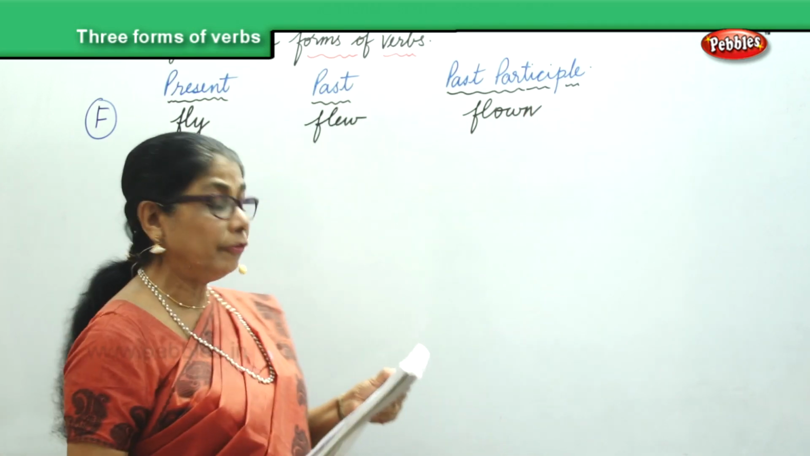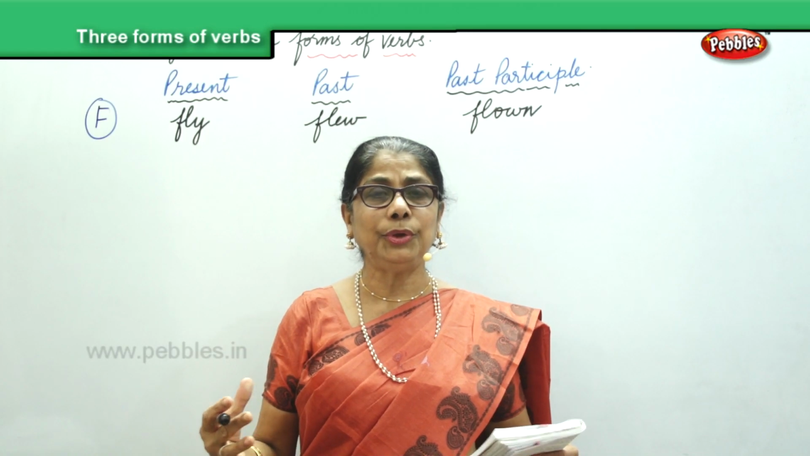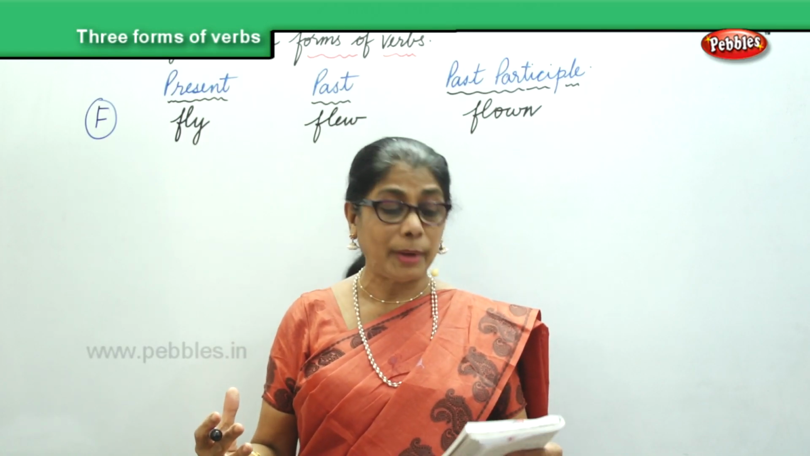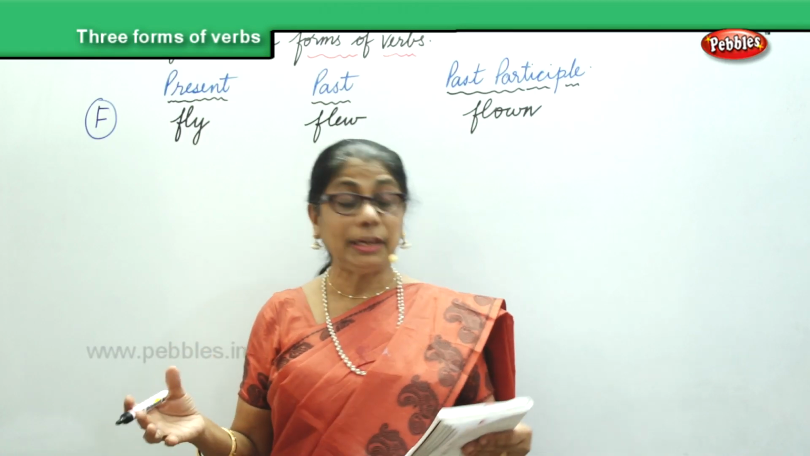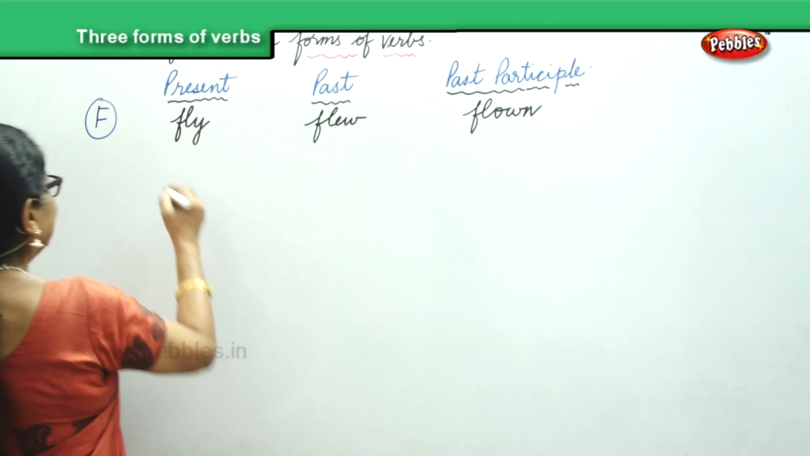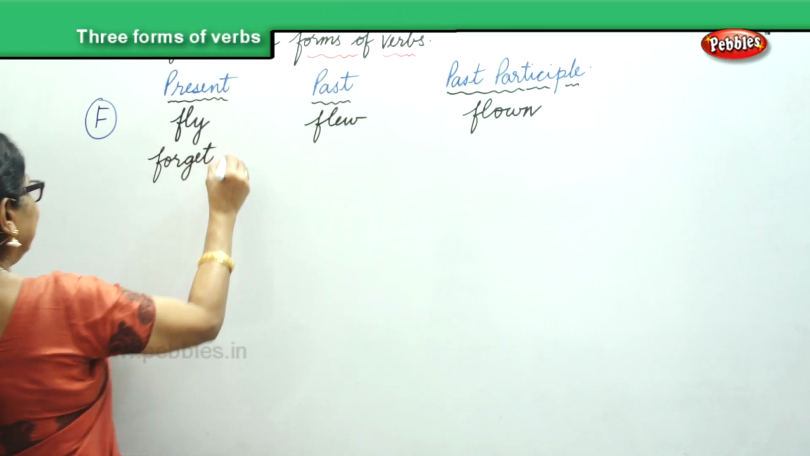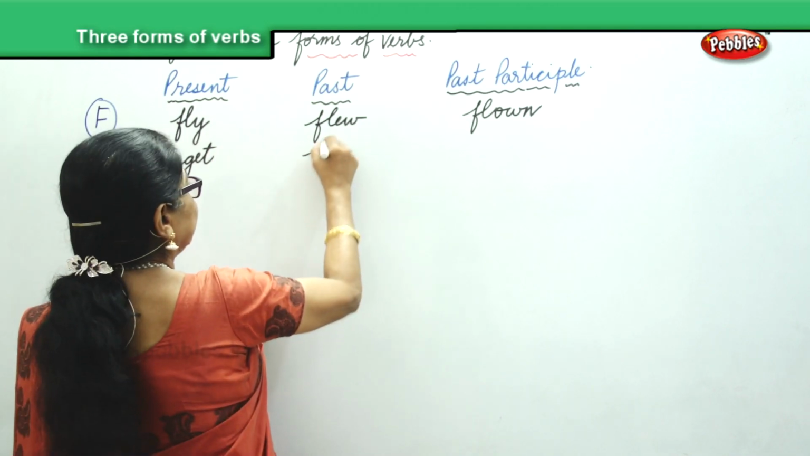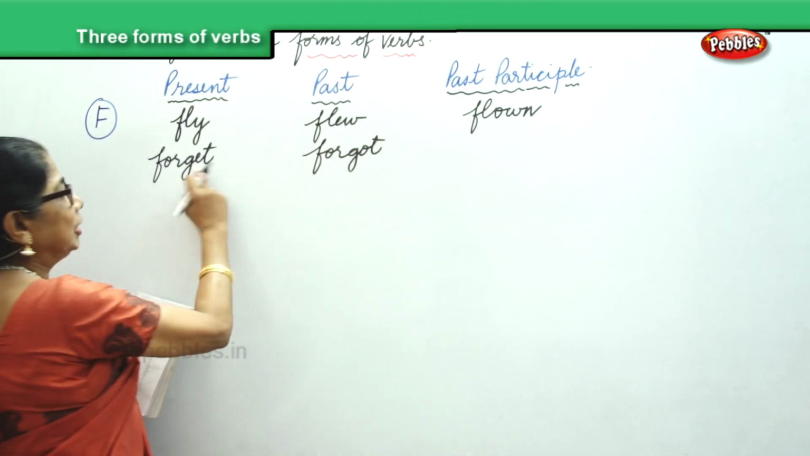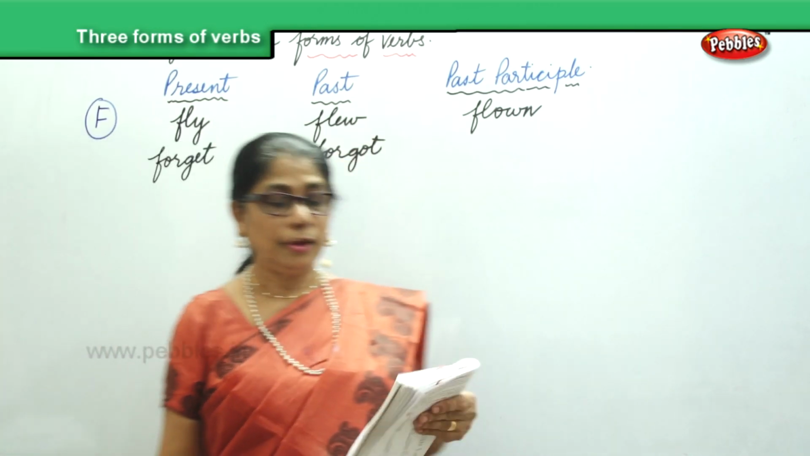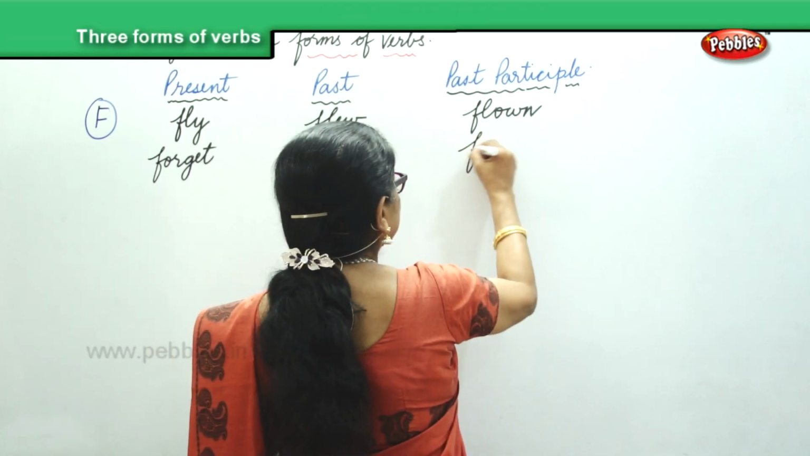Okay, another word we have is forget. You forget to do your homework. I forgot to do my homework. I have forgotten, completely forgotten to do so. Forget something, forget. You forget something, forgot. E changes to O, forget, forgot. And finally, forgotten.